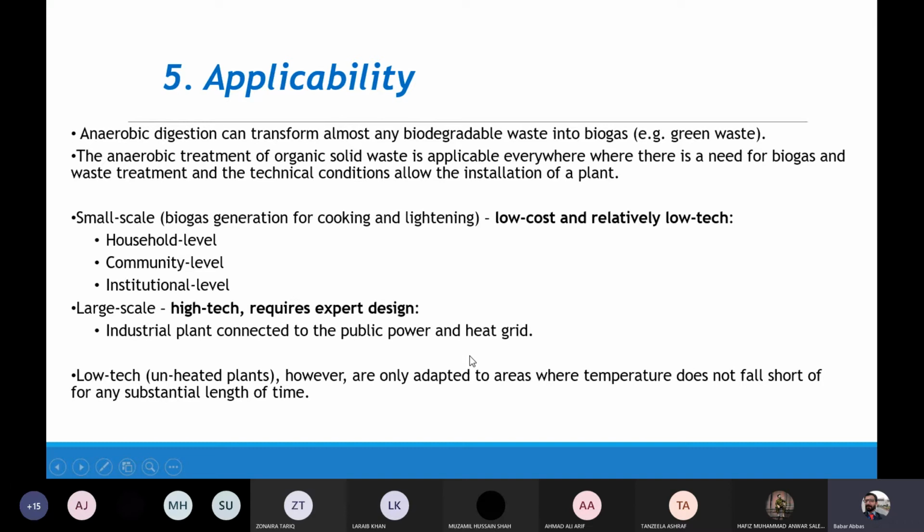Low tech or unheated plants, however, are only adapted to the areas where temperature does not fall short for any substantial length of time.